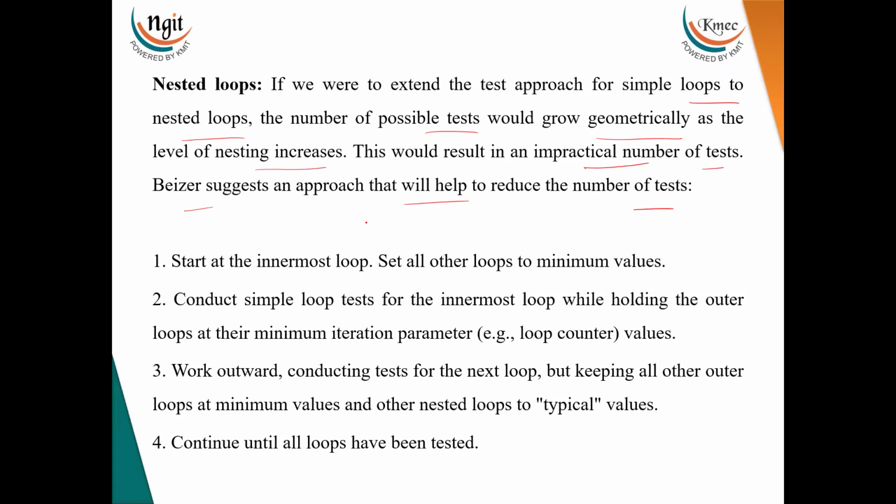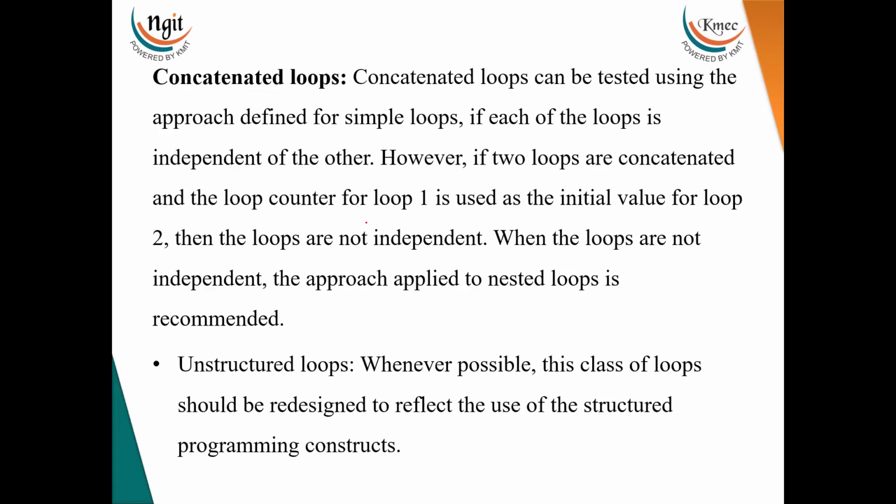Beizer's recommended strategy is as follows. We start from the innermost loop first, then set all the other loops to minimum iterations. That is, conduct simple loop tests for the innermost loop while holding the outer loops at their minimum iteration parameter. Next, we test the inner loop first and then move upward loop by loop. What does this do? By following this strategy, it reduces the total test cases while ensuring good coverage. That is about nested loops.